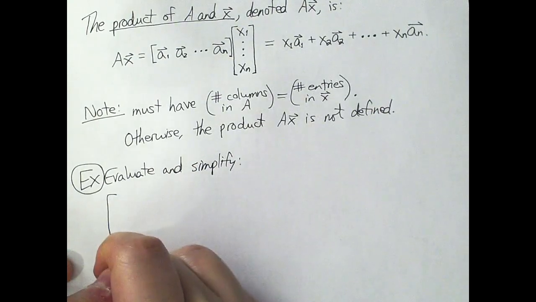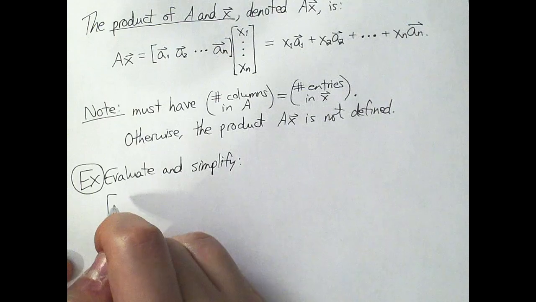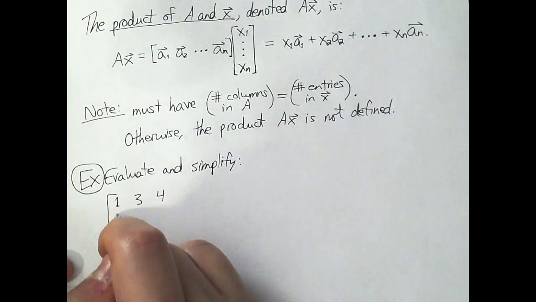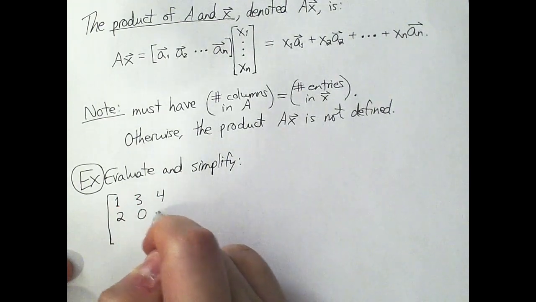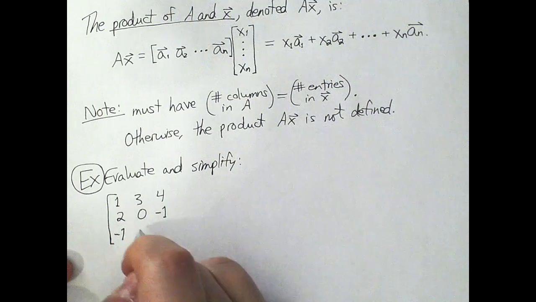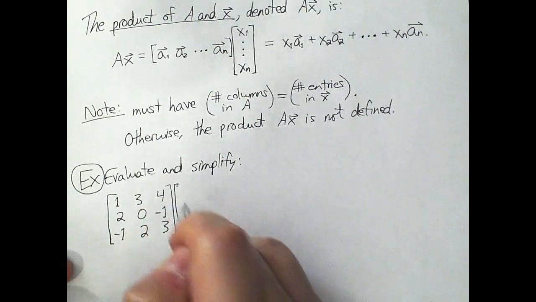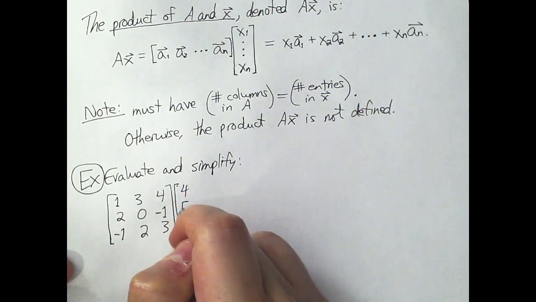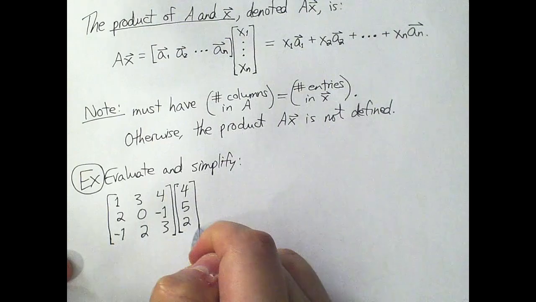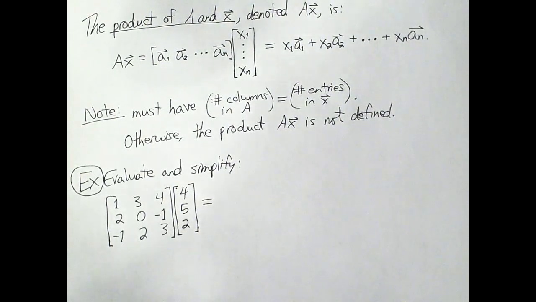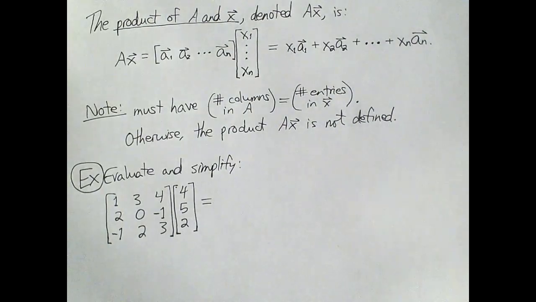We are going to be given a matrix times a vector. So here is our matrix. Here is our vector, 4, 5, 2. And I'm going to follow the definition above, and I'm going to show you that we can get the answer.